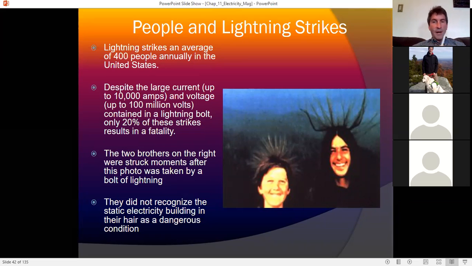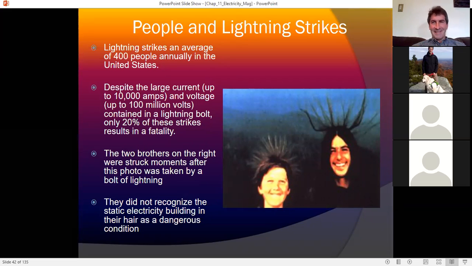But they didn't recognize that they were building up static electricity. As a positive charge was building in their hair, the voltage difference between the ground and the cloud was getting larger and larger. Eventually the lightning struck, and they were okay.